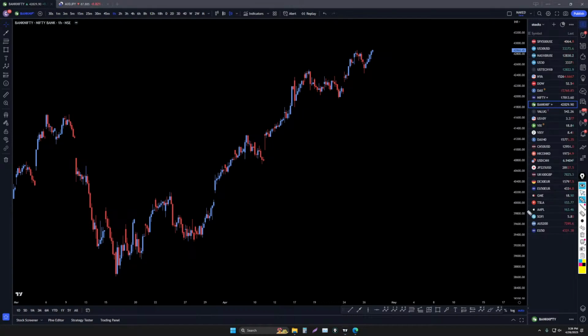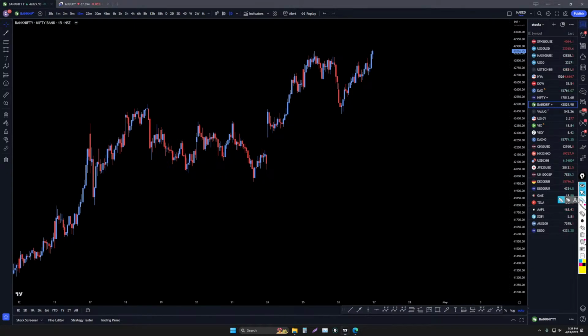Oh, look at that. Almost a perfect ABC correction. ABC down, impulsive up, end of a correction. Oh, and on the 15-minute, I see another ABC correction. Look at that. That's a perfect ABC correction, too, that happened today. 1, 2, 3 waves down, impulsive up. That's almost a perfect correction also.